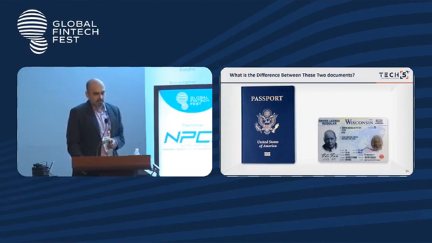Just digressing from this topic, I'm pretty sure most of you would know, right? There is a clear difference between these two documents. What you see on the right side is actually a dumb driver's license, as you may call it. It has no chip, nothing, no intelligence in it. But on the left-hand side, it's a US passport, which has a chip in it.